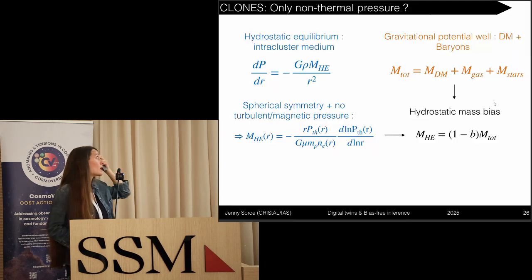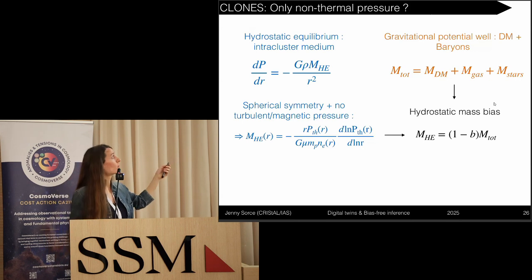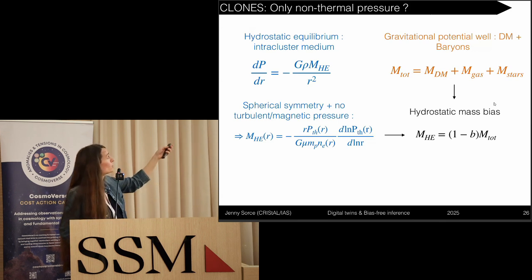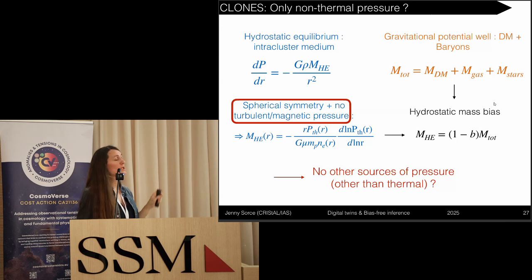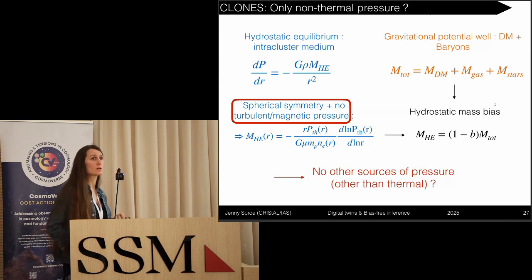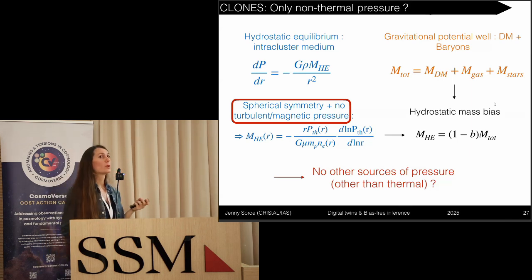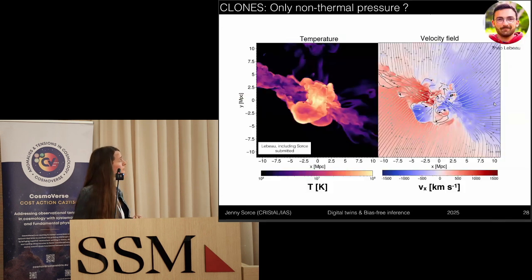The second hypothesis that we made is that the cluster is spherical. I'm not going to go into that one, but of course you know that it's not spherical, but this is for another talk. I want to go to the pressure. Is it really true that there is no other source of pressure than thermal pressure in a cluster? Is there not, for example, turbulent pressure?